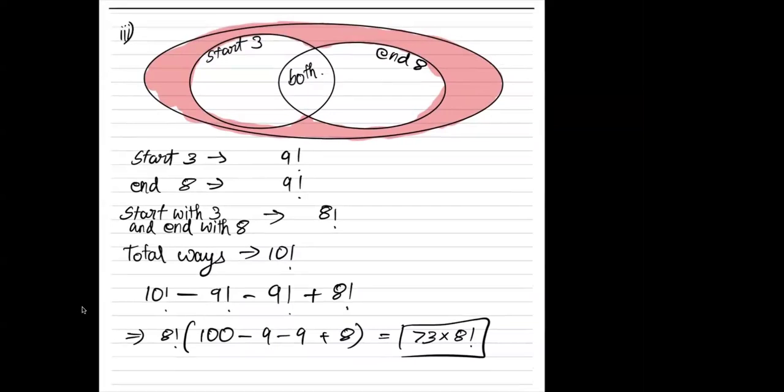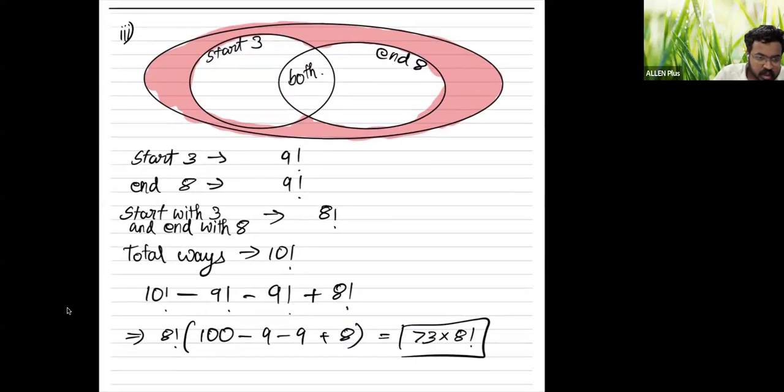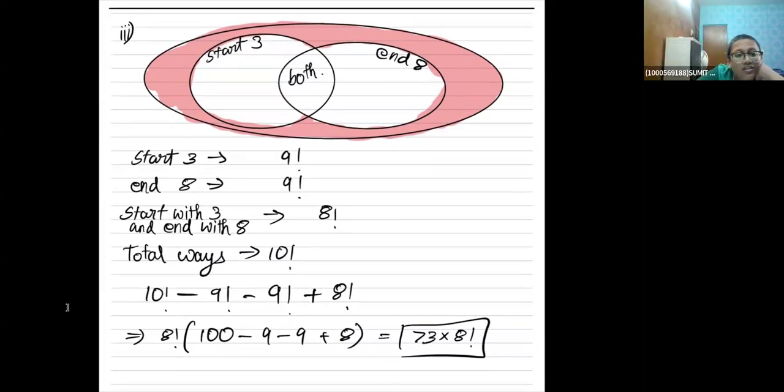Sir, is my answer correct for the bonus question? Arnab, not correct. Yashraj, not correct. Sir, it's 30 only, sir. No, 30 is not correct. Yes, sir. I also got 30. Okay, fine. Most of you are getting either 30 or 40. It is not correct. Think about it.